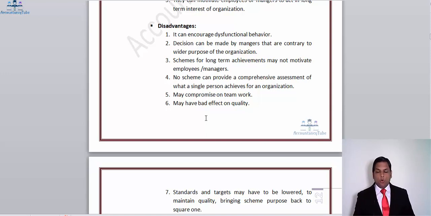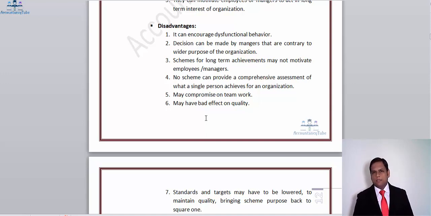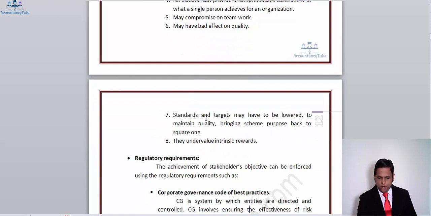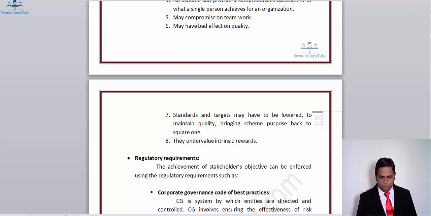It may have an effect on quality. That's one of the most basic things. If these sort of incentives are very long in time, they can have a great quality impact. With short-termism, employees may lack the motivation in the short term to improve the quality of the work. Standards and targets may have to be lowered to maintain quality, bringing the scheme's purpose back to square one.